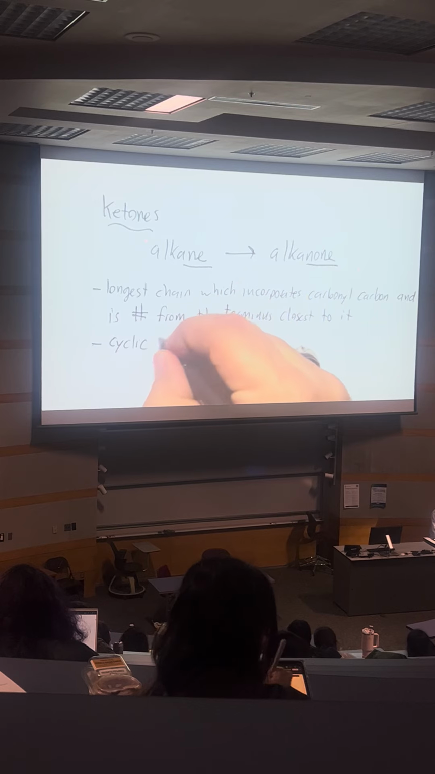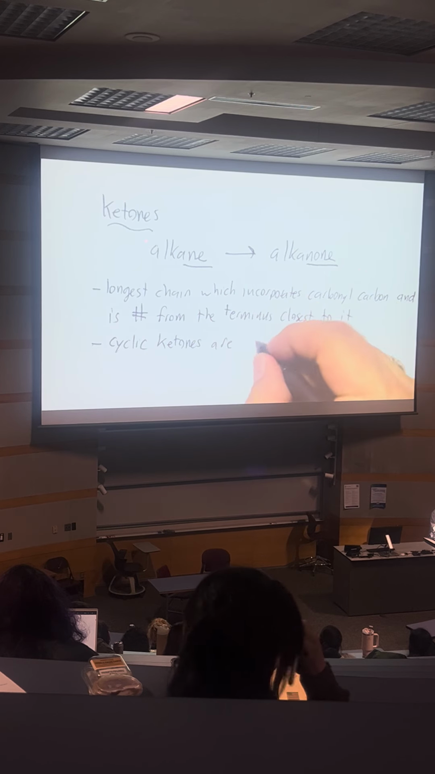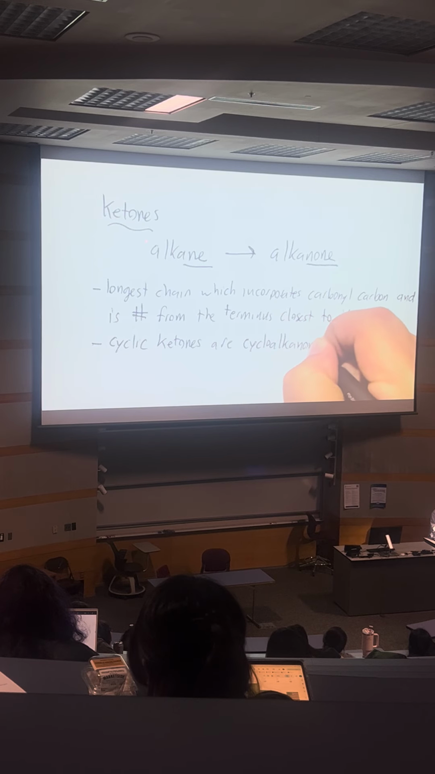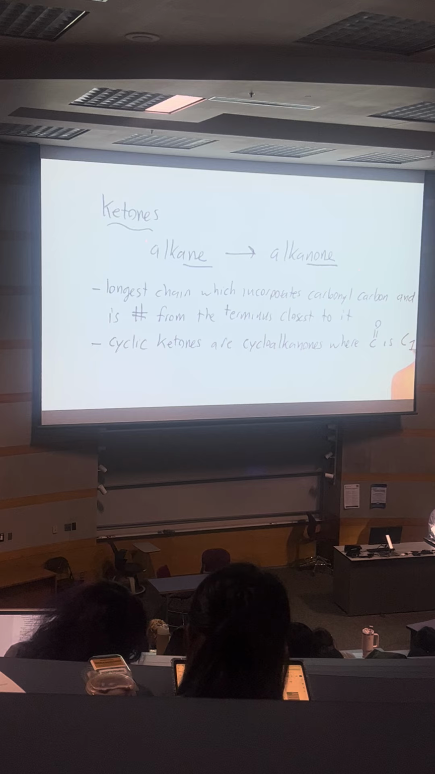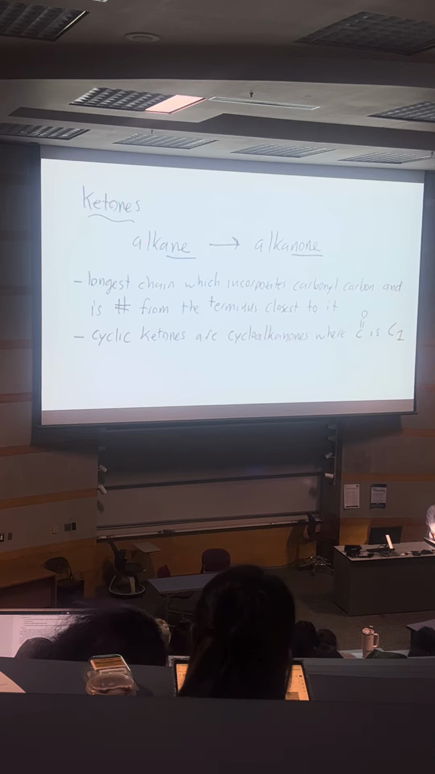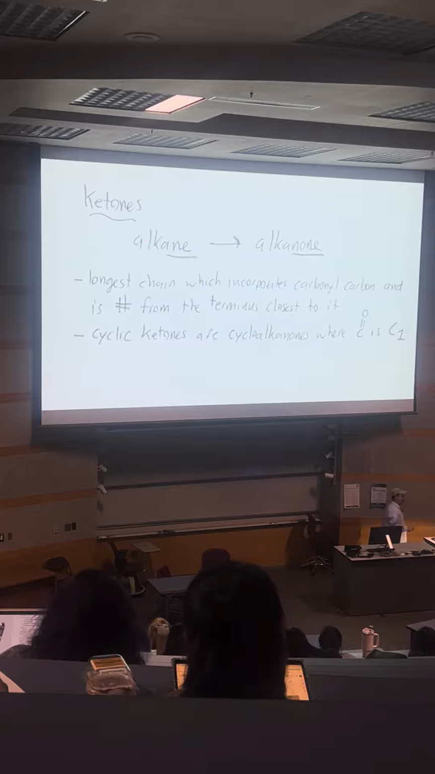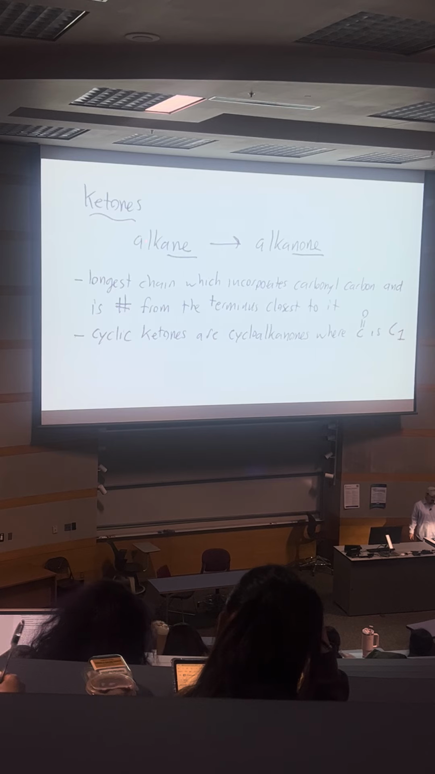If we're dealing with cyclic ketones, they are known as cycloalkanones, where the carbonyl carbon is taken to be carbon 1. And we start from that point, and of course you can number clockwise or counterclockwise depending on the presence of other functional groups to give those functional groups the lowest numbers.